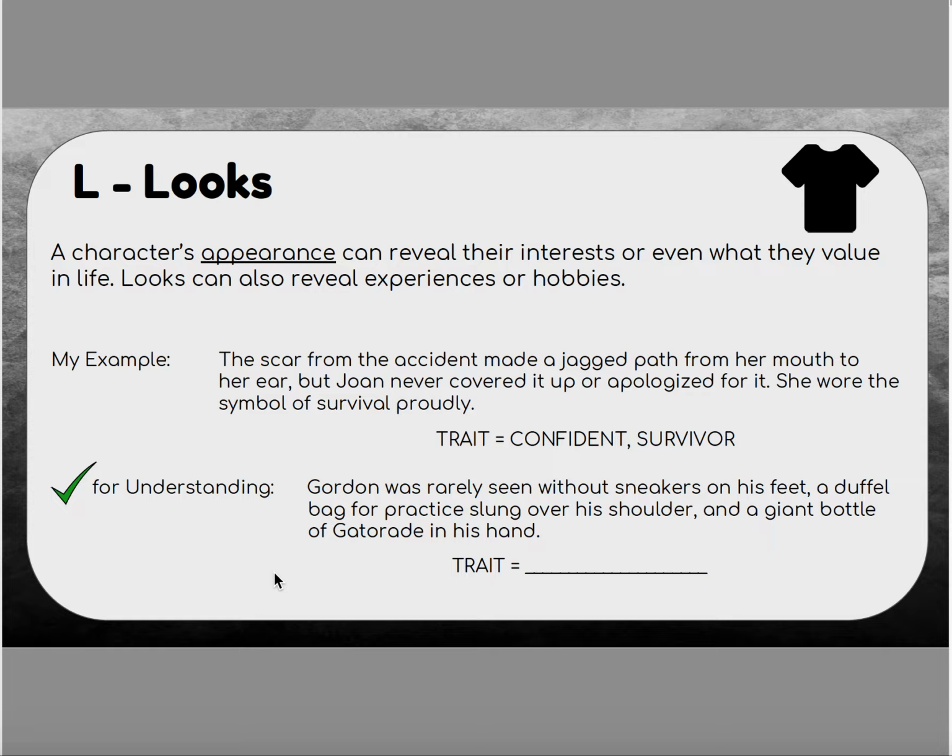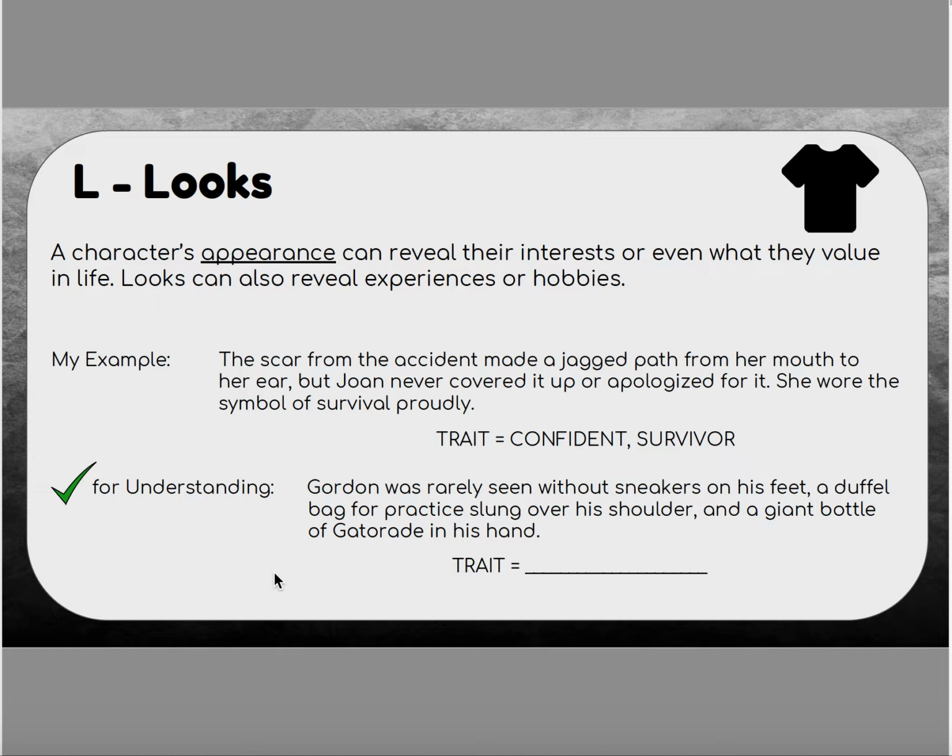And lastly, we have looks. A character's appearance can reveal their interest and what they value in life. So this one's a little bit more complicated. I think this is one of the more advanced things to look at because you have to make a lot of connections when you're talking about how looks relate to who a person is. Okay, so let's look at our example.